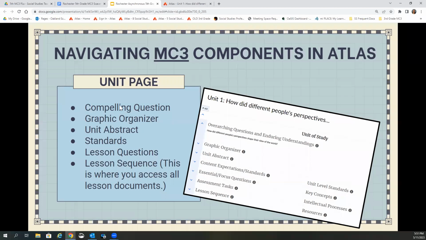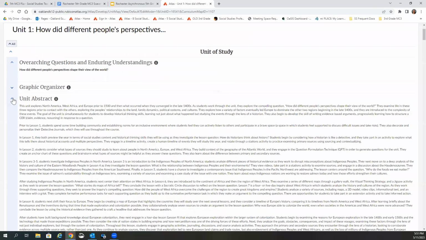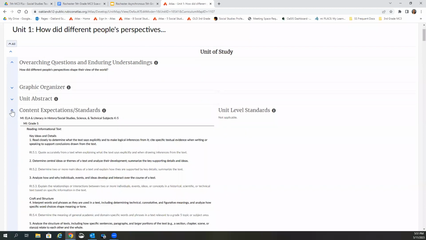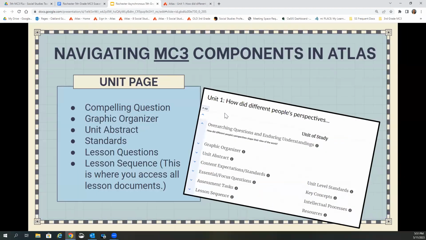So like we said, the unit page has all of these components. You also can use these little arrows to collapse those sections for easier navigation. So you can collapse each of them if that's helpful. If you want to, for instance, collapse the standards so you can get down right here to the lesson sequence, feel free to do that.